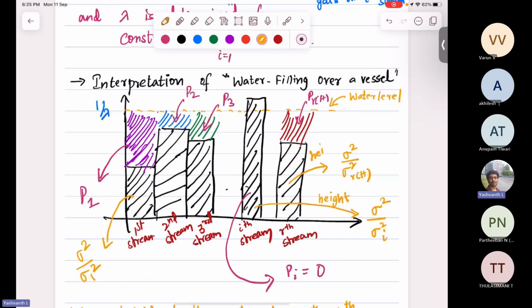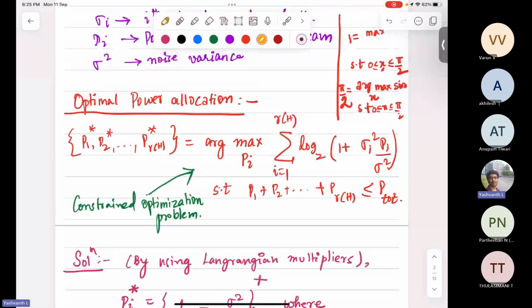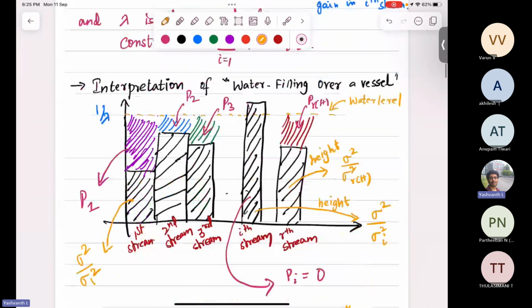Basically, I take a vessel and I know sigma square and sigma i square because they are the noise power and channel component. I assume the channel is already known. Only then can I do the power allocation. Remember, the only unknown that you need to optimize is the power P. Everything else is known to me. So the height of each of the bars is given by sigma square by sigma i square.